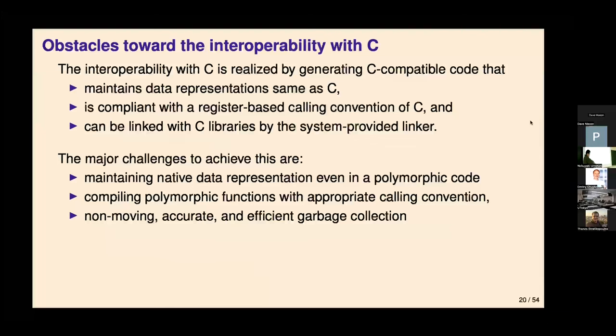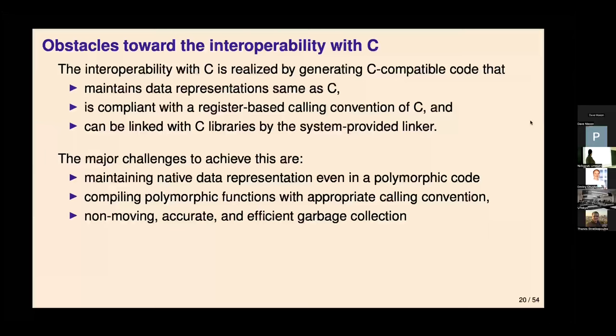So to realize this kind of interoperability and flexible polyglot interface, there were several obstacles. The major ones are the following. One is maintaining native data representation, even in polymorphic code. Polymorphism is the keyword of these obstacles. SML is a statically typed language, so if there is no polymorphism, it is quite similar to C language, and there is no problem about the data representation. But we have polymorphic code, so maintaining native data representation is quite hard.